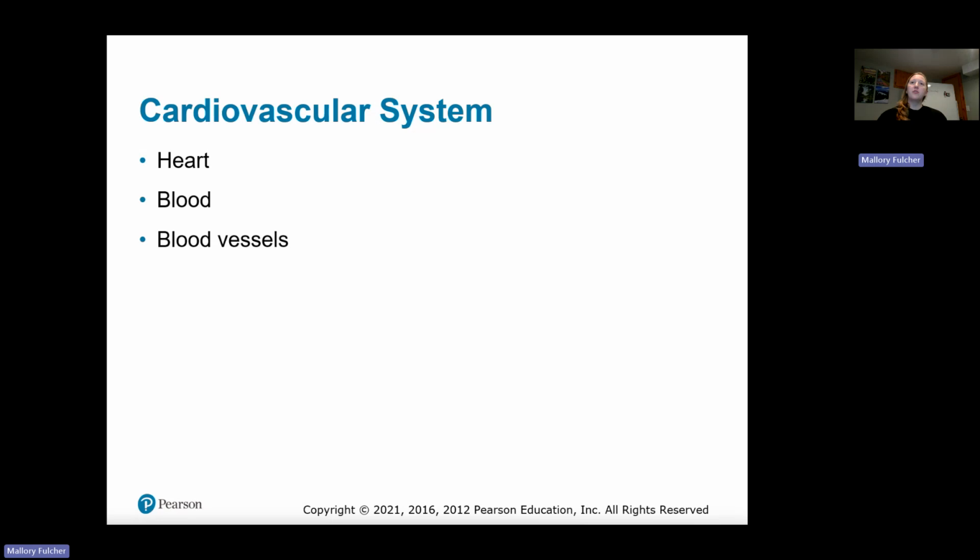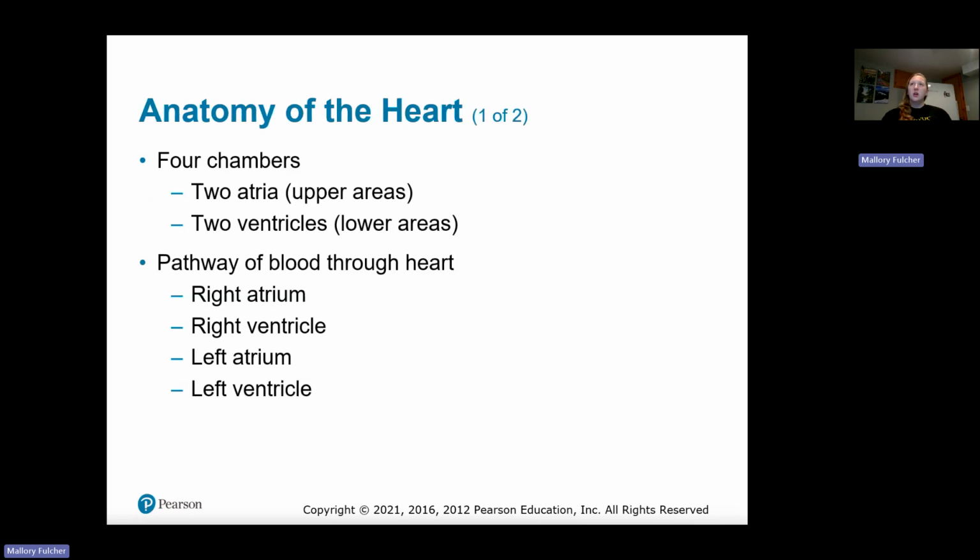The cardiovascular system is made up of 3 different components. We've got the heart, blood, and blood vessels. There are 4 different chambers to the heart. We've got 2 atria, which are at the top of the heart, and then we've got 2 ventricles, which are the lower portion of the heart.